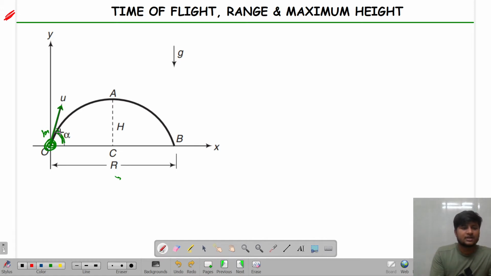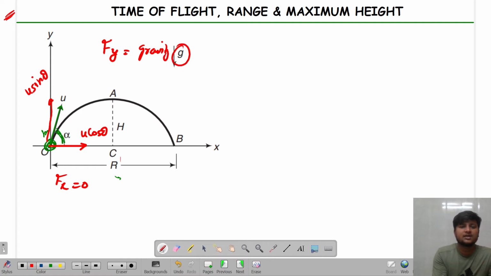velocity. Whenever we have a vector which is making some angle with the horizontal or vertical, we can resolve it. We name the horizontal component as u cos theta, and we name the vertical component as u sin theta. Now, along the horizontal the force is zero, but along the vertical we have the gravity force. That's why we have acceleration downwards over here.